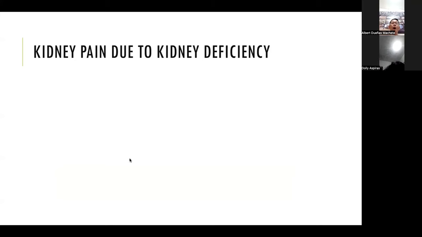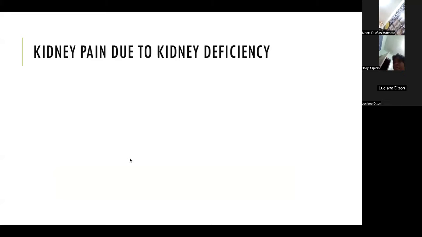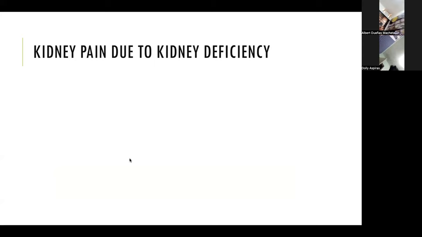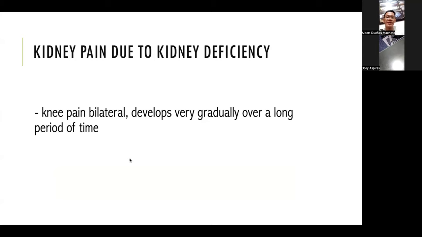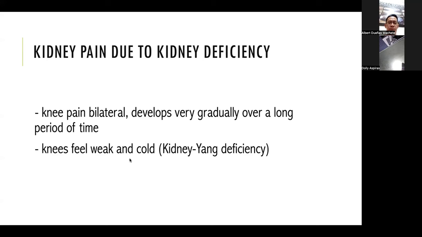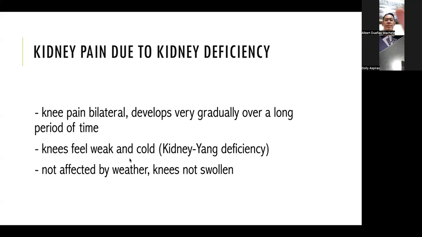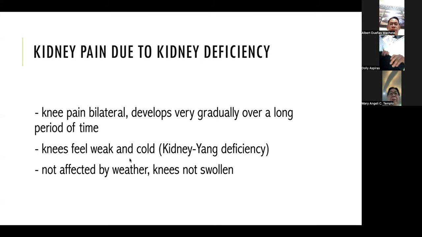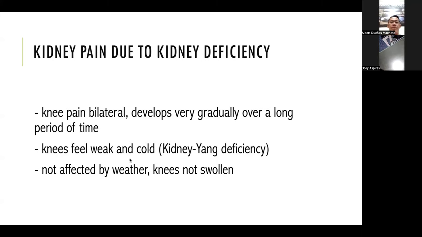Because the knees are influenced by the kidney energy, it is important to differentiate knee pain due to kidney deficiency from that due to painful obstruction syndrome. When it is due to kidney deficiency, the knee pain is usually bilateral and develops very gradually over a long period of time. In addition, the knees feel weak and cold, especially if the kidney yang is deficient. This type of knee pain, due to kidney deficiency, is not affected by weather. So it happens anytime, and the knees would not be swollen. So I think you already know what to do.